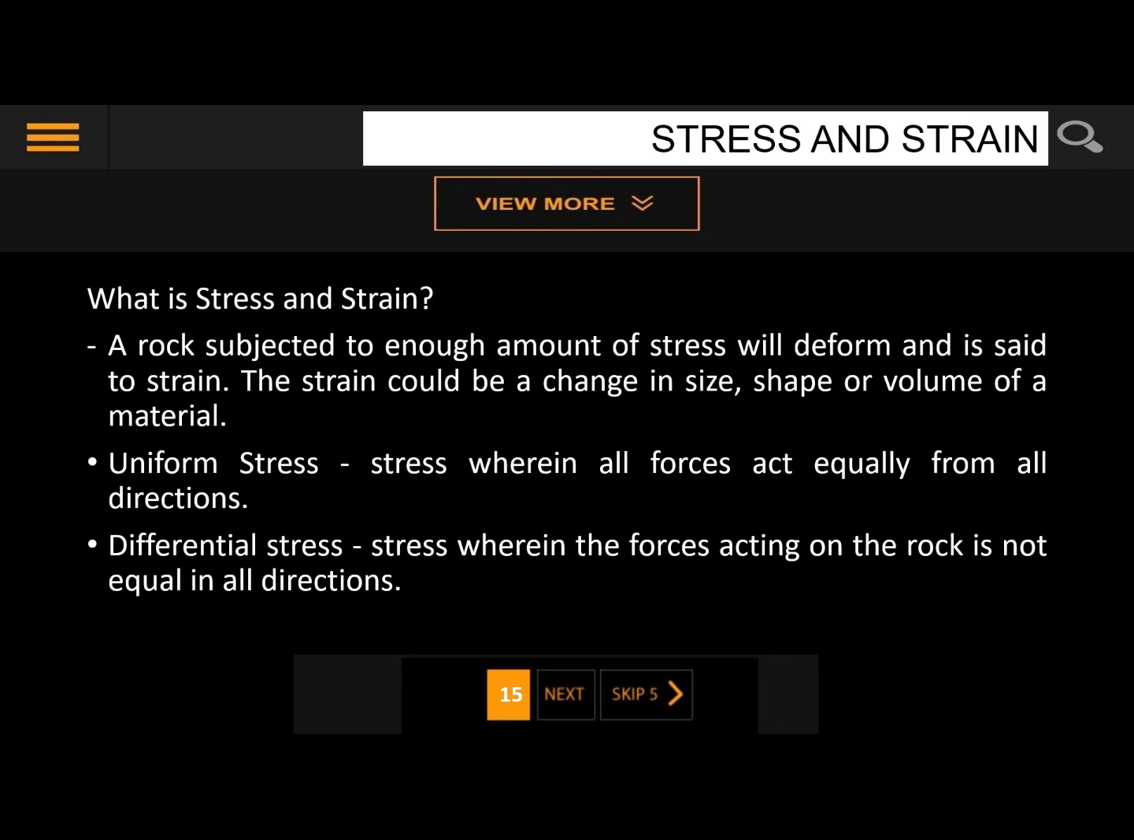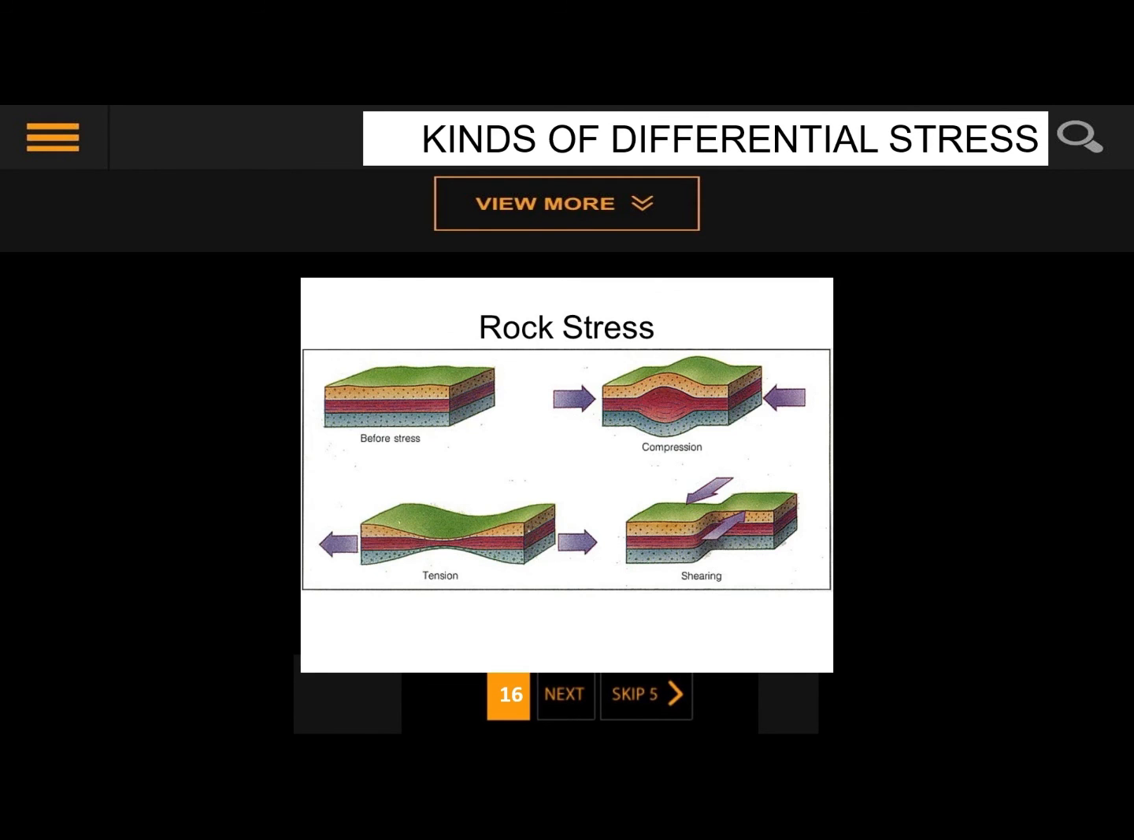There are two types of stress. The stress wherein all forces act equally from all directions is called uniform stress, while the stress wherein the forces acting on the rock is not equal in all directions is called differential stress. So the types of differential stresses are compression, tension, and shearing. The motion of compression is similar to squeezing, going inwards, while tension is going outwards, which stretches the rock. Shearing has the side-to-side motion, or slippage, or translational end of motion.